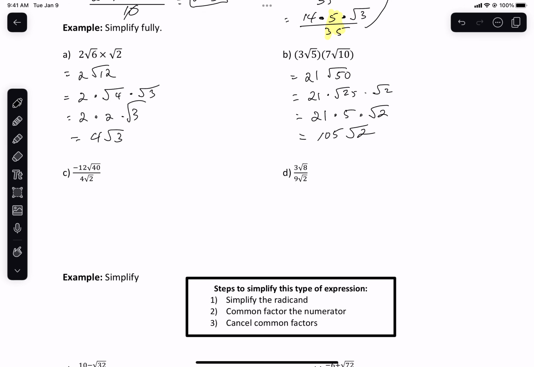No radicals in the denominator. That's your starting point. That's the starting point for tomorrow too, which we'll discuss later. You multiply by root 2 multiplied by root 2. So you're going to get negative 12 root 80 over 4 times 2.